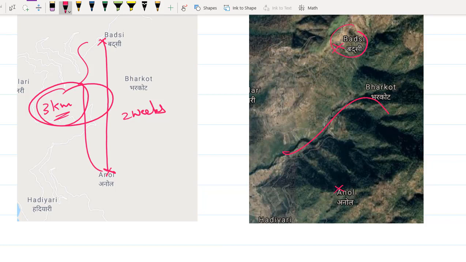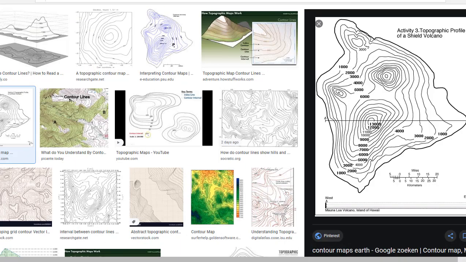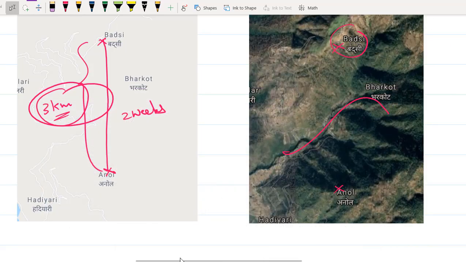How will you know that? We will be making use of contour maps. Contour maps will be something like this, zigzag lines. Can you see these zigzag lines? Basically these zigzag lines we call contour lines, and a map showing these will be called a contour map. I hope it is very clear, right?